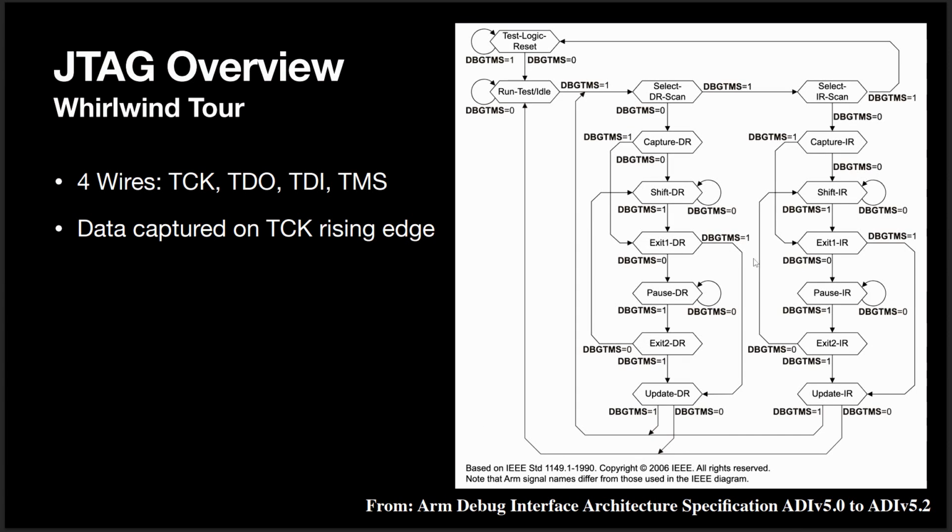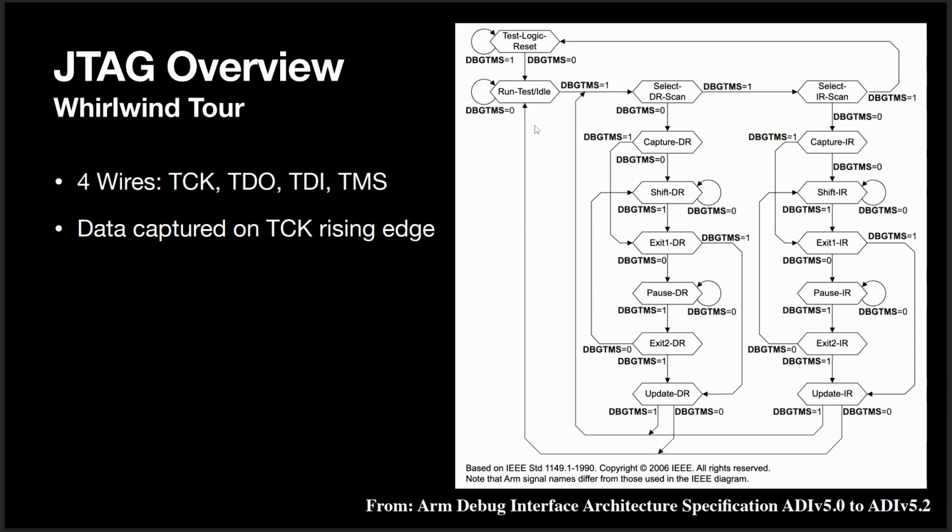I guess I could use the arrow, which is very difficult to see, but I'm going to rely on human motion. This guy right here. So using a particular pattern of TMS and TCK, we get to here, then we clock in our value, and then we go 1, 1, 0 to get back here into run test idle. And then when we want to shift the actual value in, we come to here, shift DR, we put our data in here, and then we go back to run test idle.